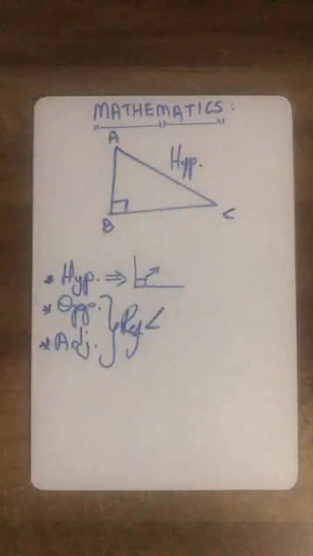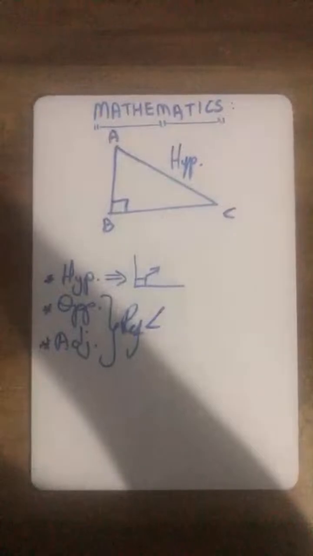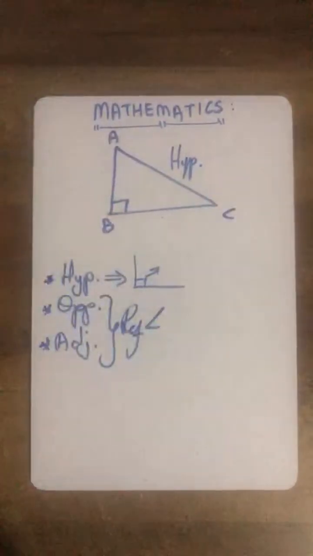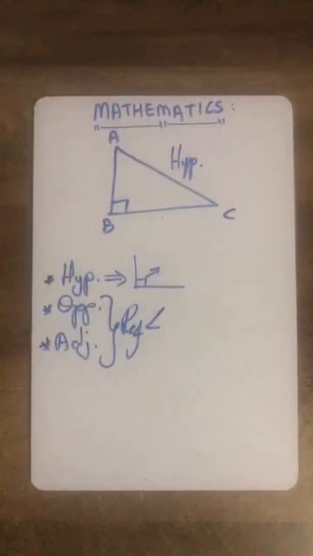I want to show you something. Okay, so let's see. AB is opposite, BC is adjacent. AB is opposite, BC is adjacent.